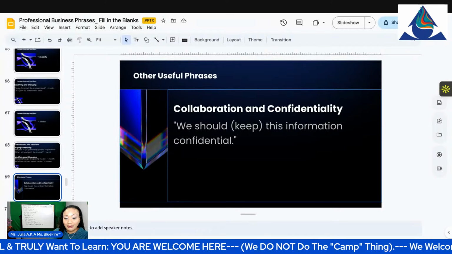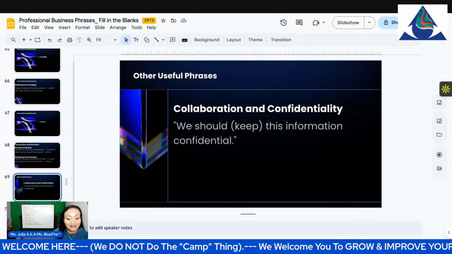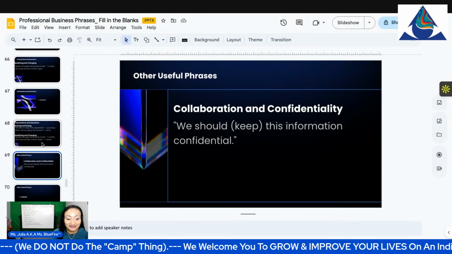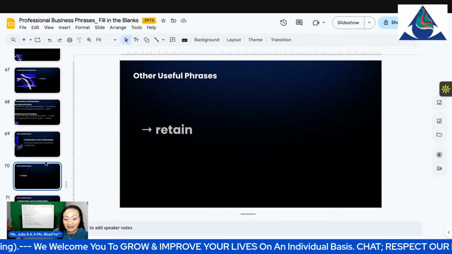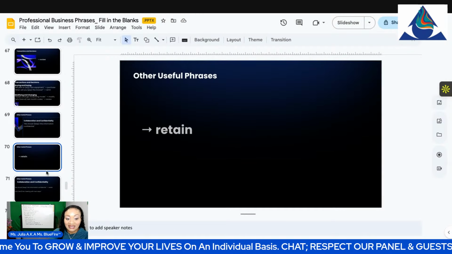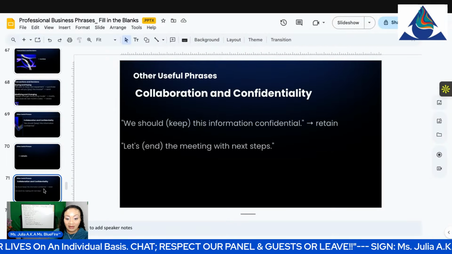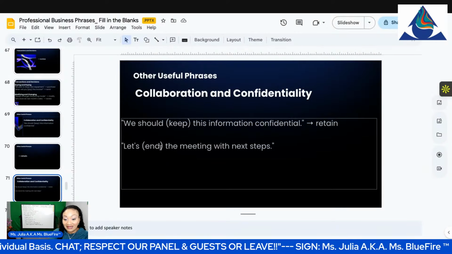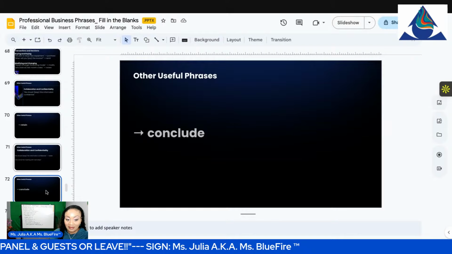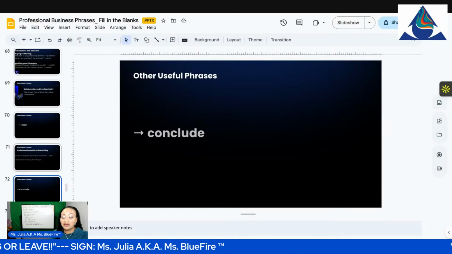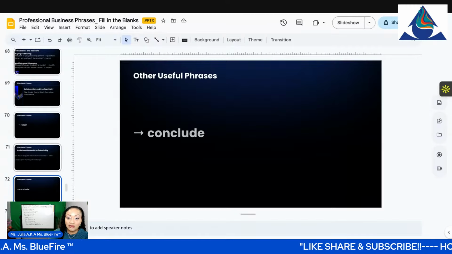All right. Now, we should keep this information confidential. What do you mean by that? Retain. Keep, retain. Let's retain this information as confidential. Let's end the meeting with next steps. Let's conclude. Let's conclude this meeting with next steps.